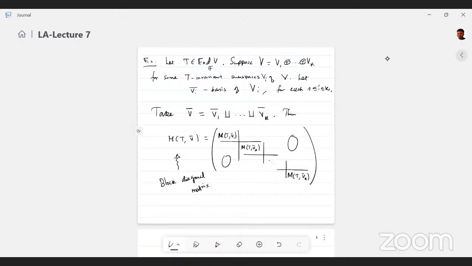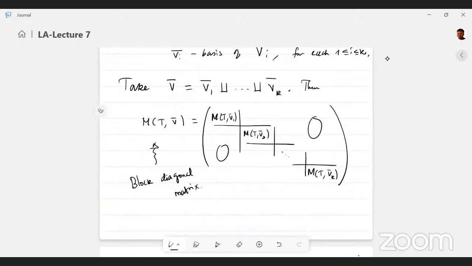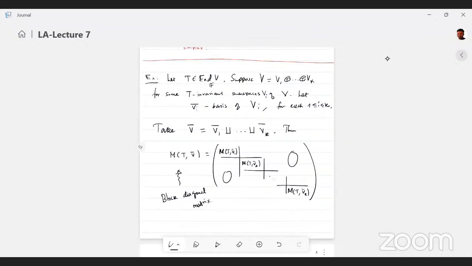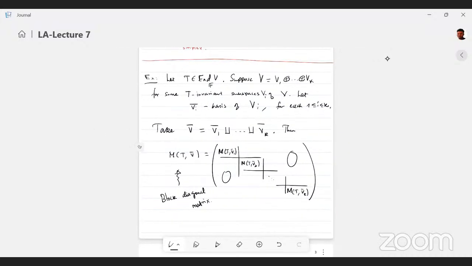Okay, so this is not that hard to prove. If you write down the action of T with respect to this new basis V bar, then you will know how it acts, and using that you can write it down. So this is something I will leave to you to check.